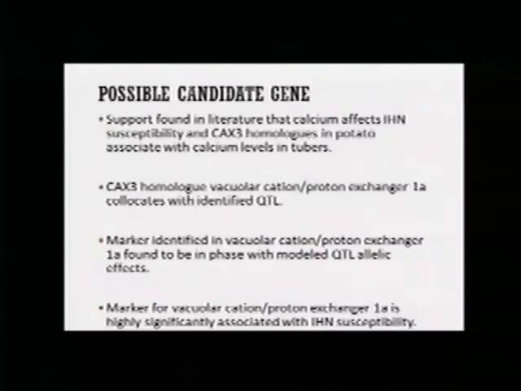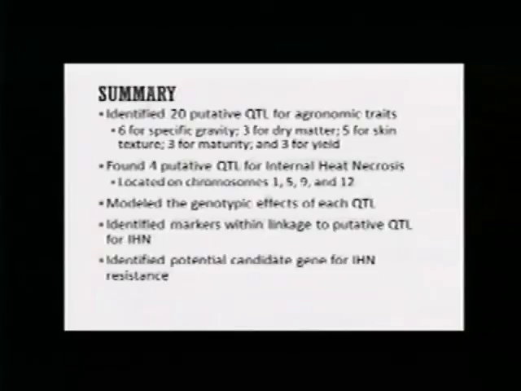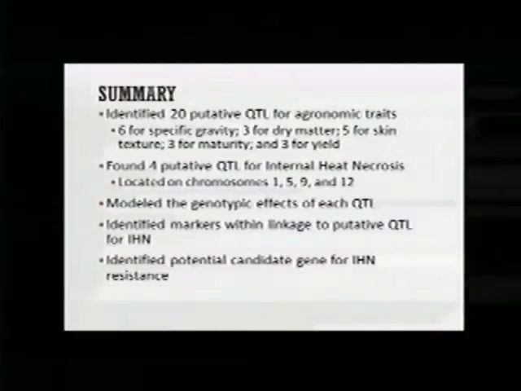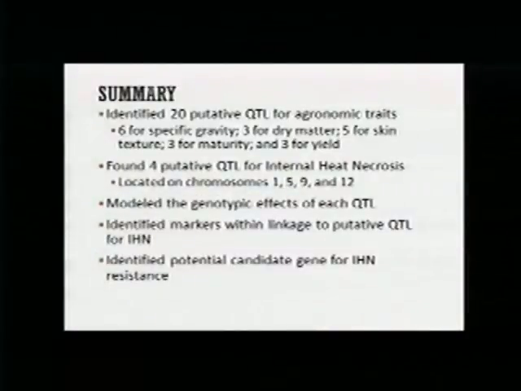So in summary, through this analysis, we found 20 putative QTL for agronomic traits. We found 4 QTL for internal necrosis. We started working on modeling genetic effects of each QTL, and we identified markers that we can actually use in that genome database for future studies and references that were co-locations and also strongly associated with those QTLs. So anybody who does a study later can go back and look at that.